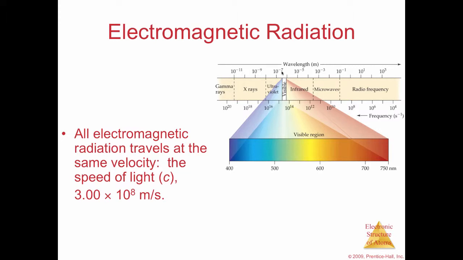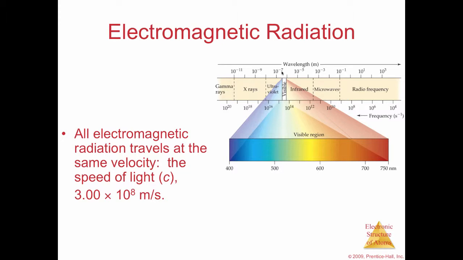Electromagnetic radiation. All electromagnetic radiation travels at the same velocity, that is the speed of light, which is abbreviated with the symbol c, and the number is 3 times 10 to the 8th meters per second. Looking at the electromagnetic spectrum, you can see that the only light that we're able to visibly see is between 400 nanometers and 750 nanometers.